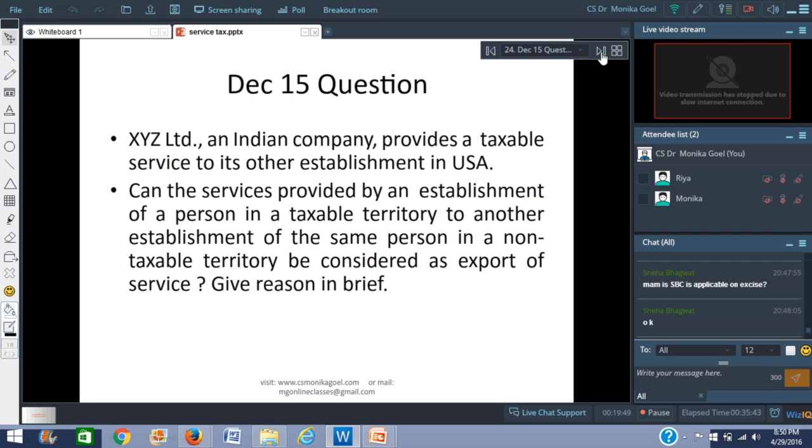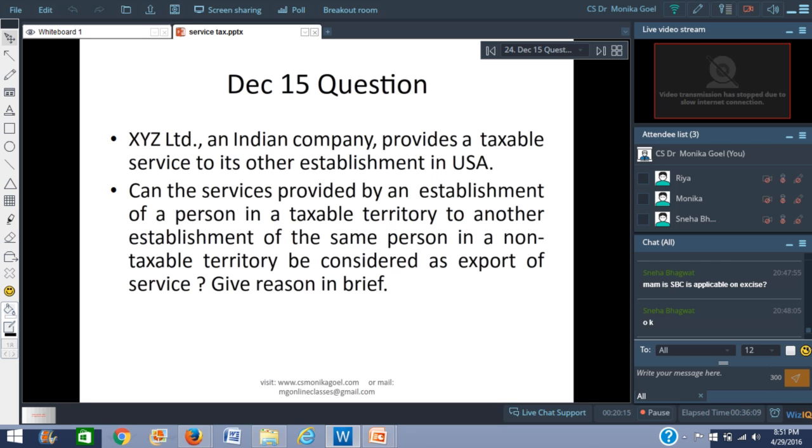Now, this is a question that came in the last examination. It said, XYZ Limited, an Indian company, provides a taxable service to its other establishment in USA. Can the services provided by an establishment of a person in a taxable territory to another establishment of the same person in the non-taxable territory be considered as export of service? Give reason in brief.